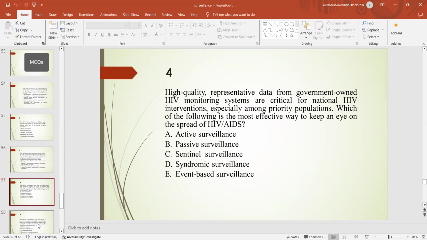High quality representative data from government owned HIV monitoring systems are critical for national HIV intervention, especially among priority populations. Which of the following is the most effective way to keep an eye on the spread of HIV and AIDS? A, active, B, passive, C, sentinel, D, syndromic, or E, event based? It's A, active.